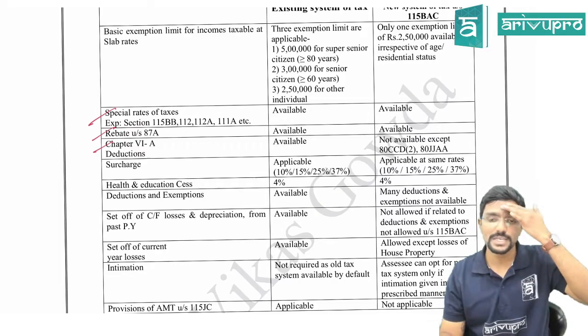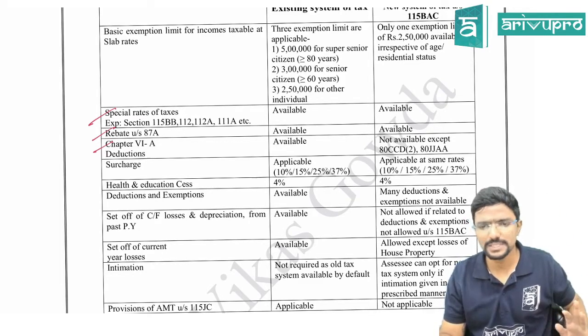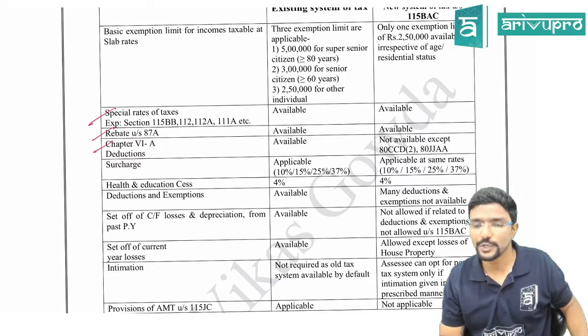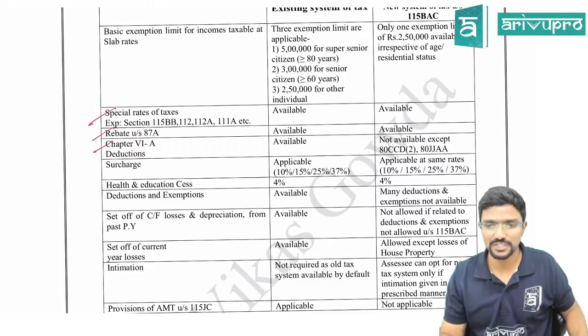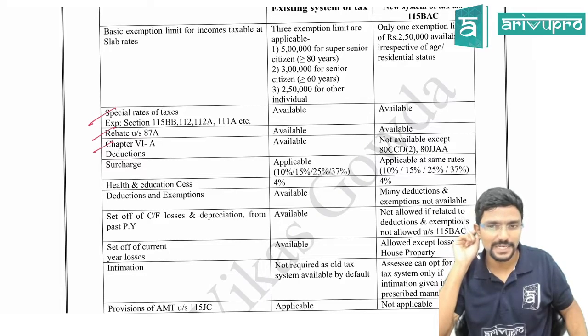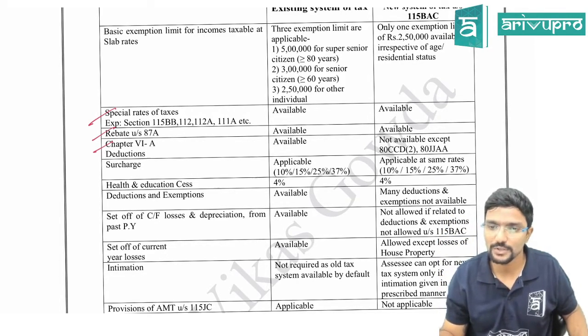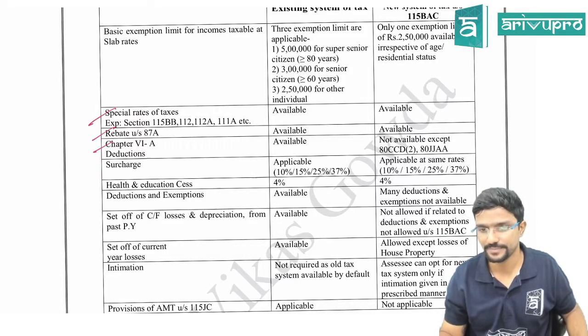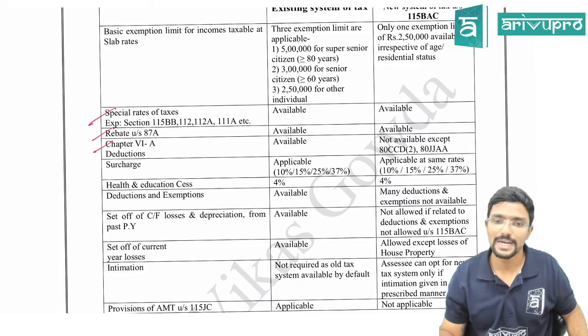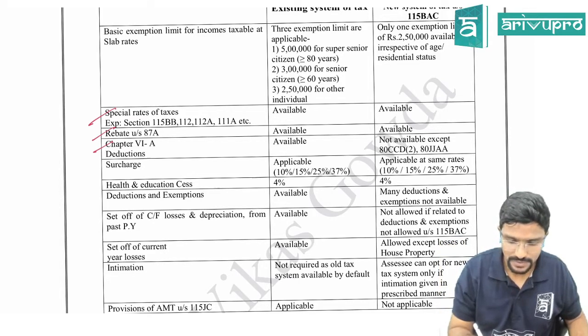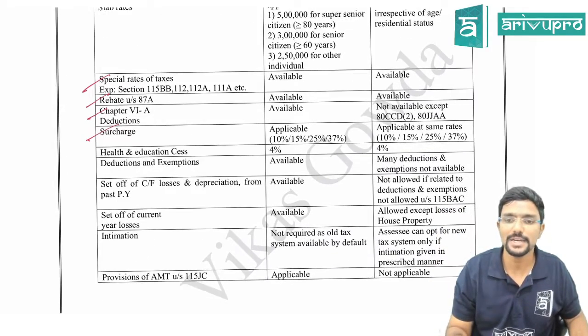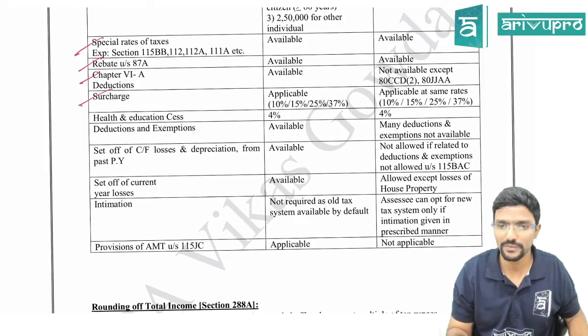Deductions, there is a change. Under old scheme, you can claim all the deductions whichever is applicable for you. Whereas under new scheme, there are some restrictions. You cannot claim so and so deductions they have given. So under chapter 6A deductions, you can claim only 2 deductions if you are opting for new scheme. Which are those? 80CCD(2) and 80JJAA. You can claim only these 2. And surcharge are same actually. Then health and education cess are same. So no confusion in that.